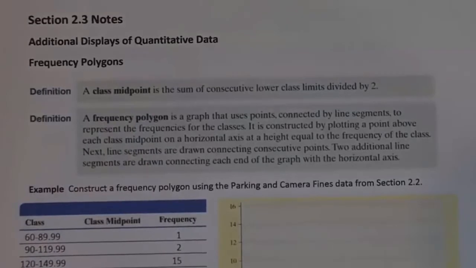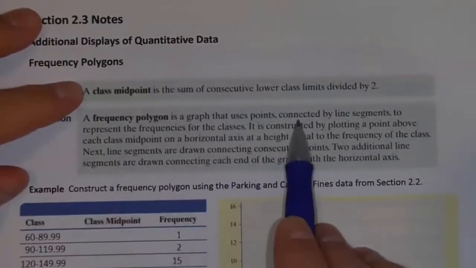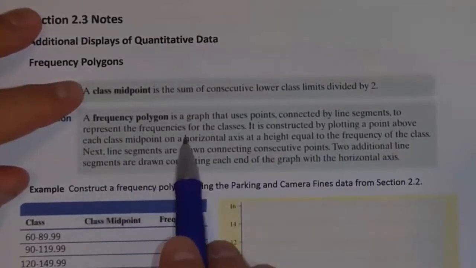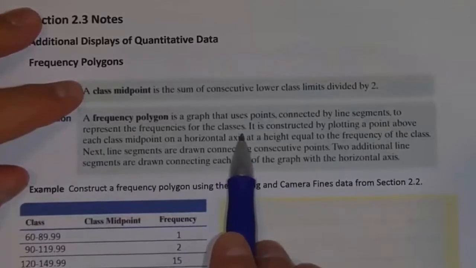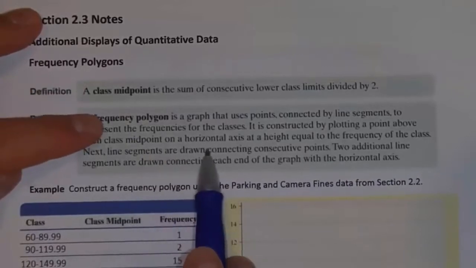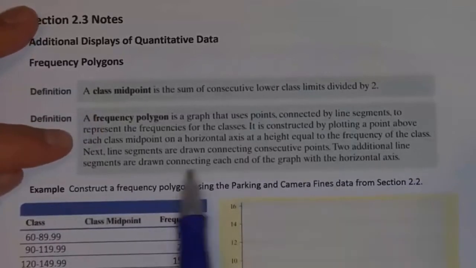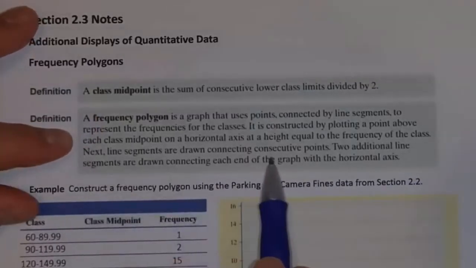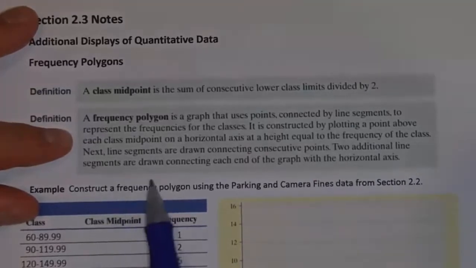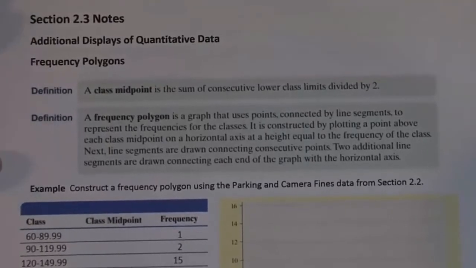Now, a frequency polygon is a graph that uses points connected by line segments to represent the frequencies for the classes. So instead of using bars, we use points, and then we're going to connect those points with line segments. It is constructed by plotting a point above each class midpoint on a horizontal axis at a height equal to the frequency of the class. Next, line segments are drawn connecting consecutive points. Two additional line segments are drawn connecting each end of the graph with the horizontal axis.